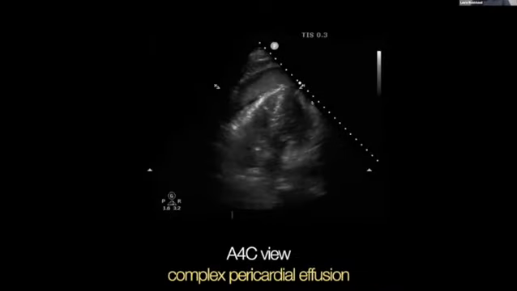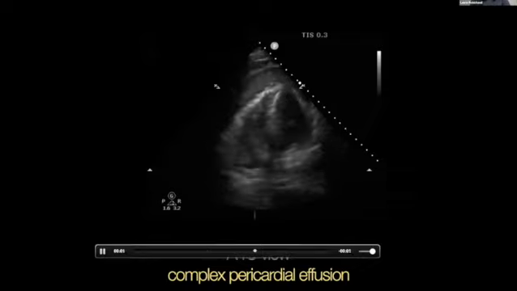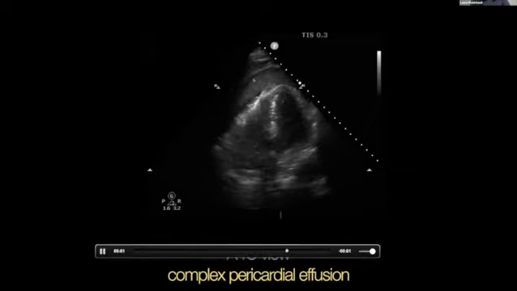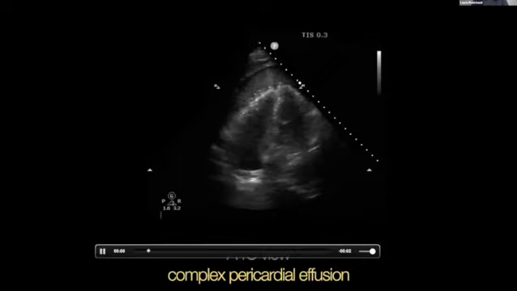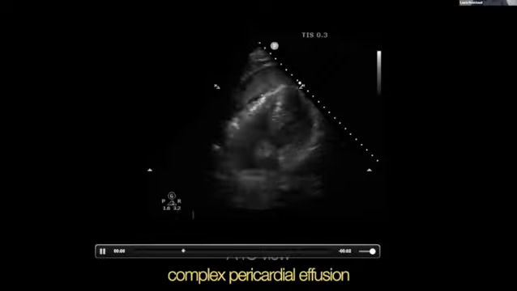The apical 4 view, here we have a good example. That's the same patient as before. Remember that big complex pericardial effusion with a massive clot? Let's say you're not able to get the other views and you see this, your suspicion is very high now.